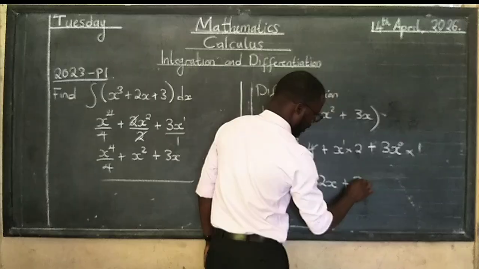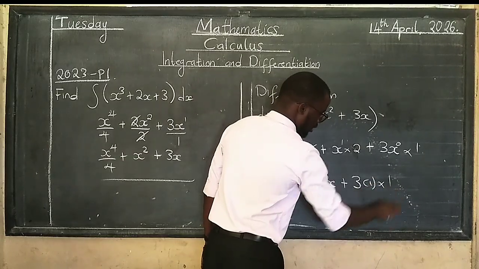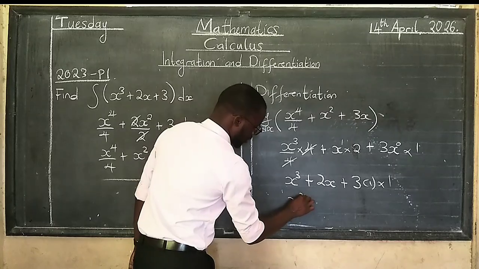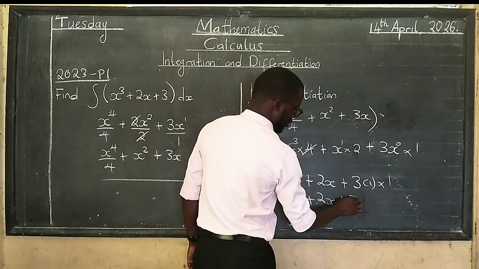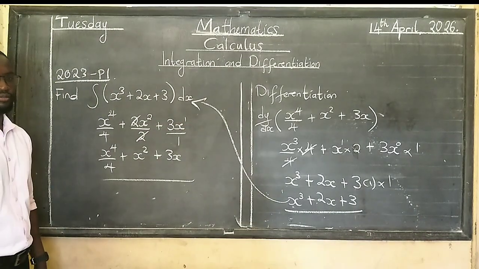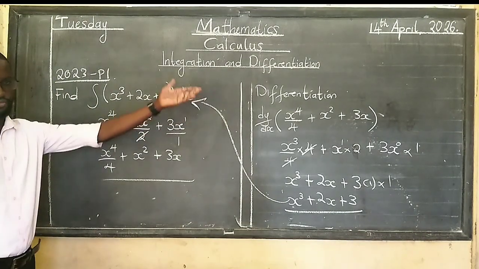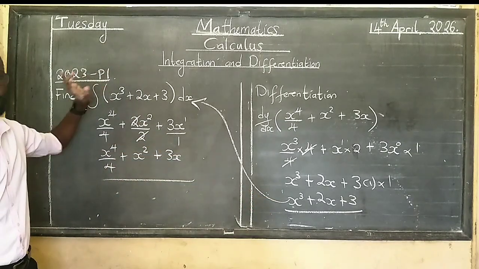plus 3 as it is. Any number to the power 0 is 1 times 1. This is x to the power 3 plus 2x plus 3 times 1 times 1, 3. So this is integration, differentiation. As you can see, this is exactly that.